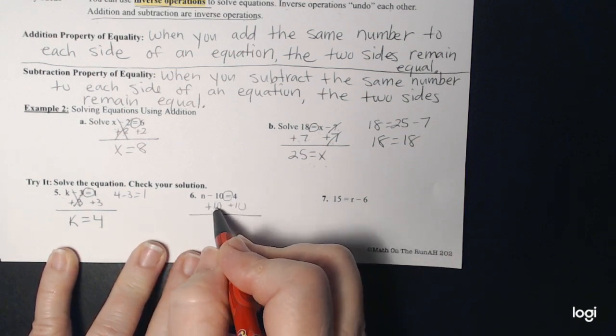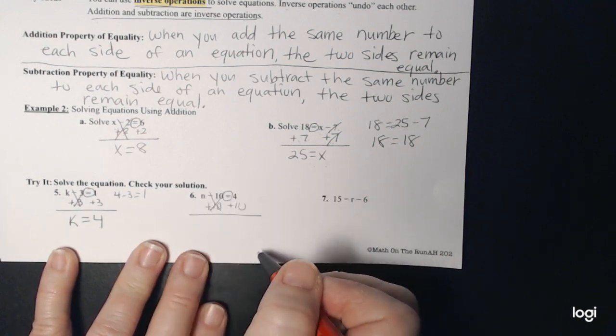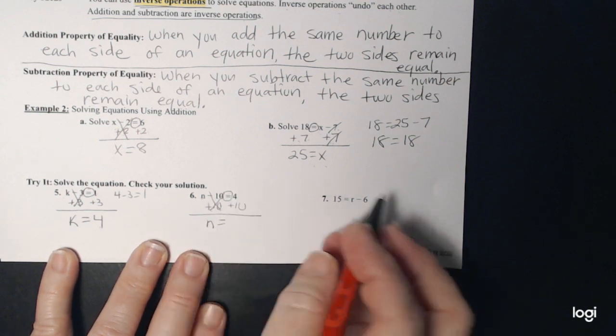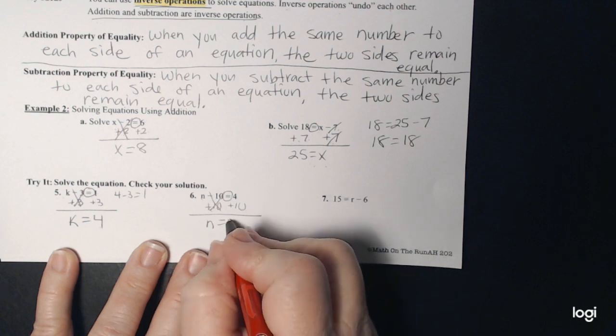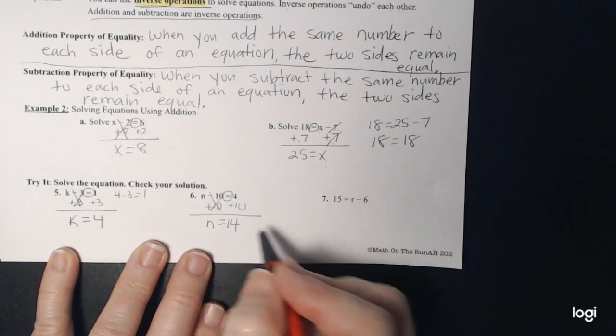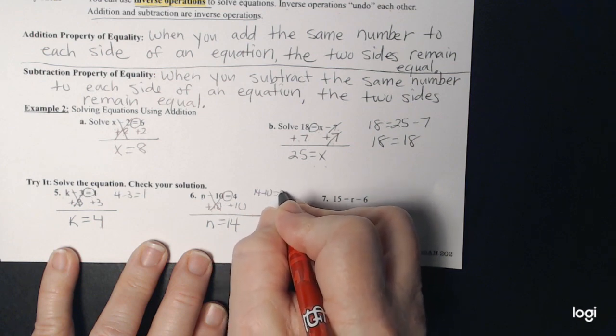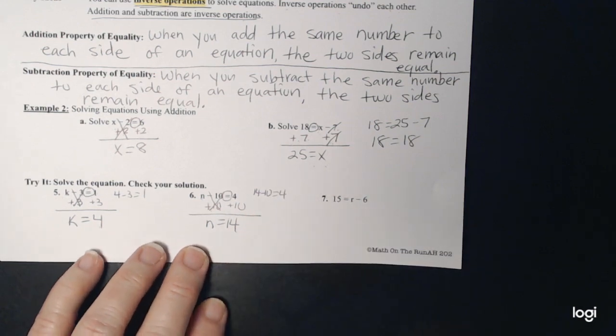A negative 10 and a positive 10 cancel, leaving the letter n. Bring down my balance, and 4 plus 10 is 14. Oh, I knew that already because I know that 14 minus 10 does equal 4.